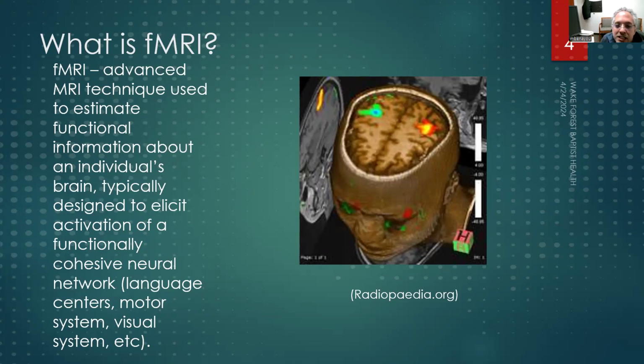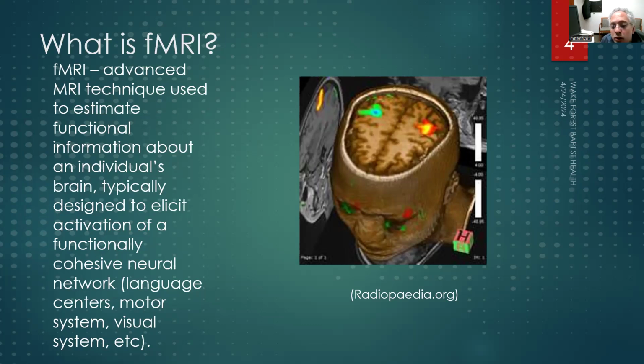So when it comes to asking about an individual, where is language, where is vision, where are things we want to preserve if someone's going to go to surgery, having a way to look at that individual is crucial. And that's the role of fMRI in the clinical world.